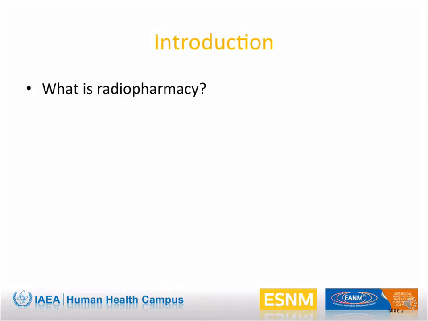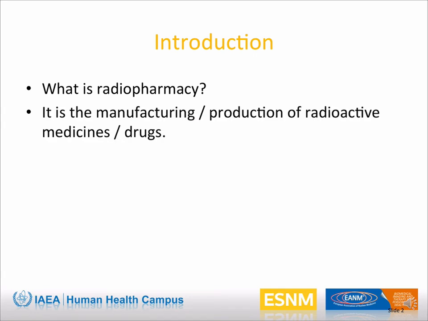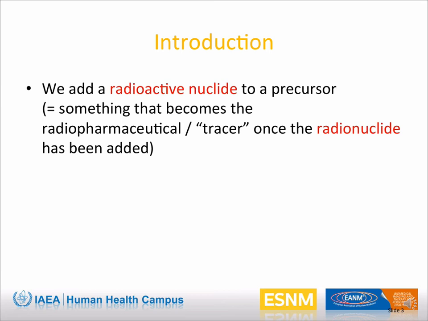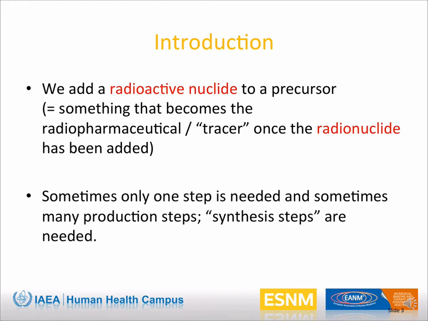Introduction. What is radiopharmacy? It is the manufacturing, production of radioactive medicines, drugs. Here we will present diagnostic radiopharmaceuticals, also known as radiotracers or just simply tracers. So how do we do it? We add a radioactive nuclide to a precursor. A precursor is something that becomes the radiopharmaceutical, the tracer, once the radionuclide has been added. Sometimes only one step is needed, and sometimes many production steps, synthesis steps, are needed.